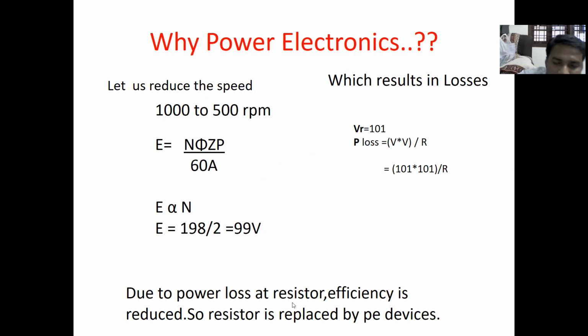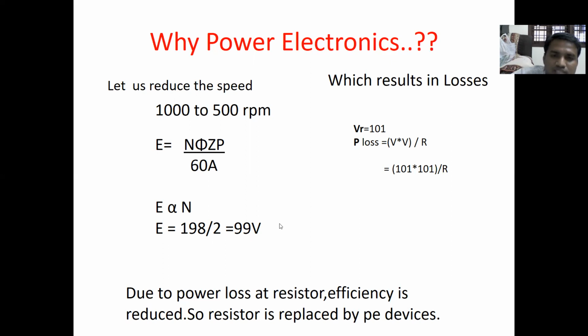So that is why, in the place of a resistor, I am going to use a power electronic device. If I use a power electronic device, the efficiency is improved. That means the on-state voltage drop is reduced, from 101 to some small value. Because of that value, we can control the speed.